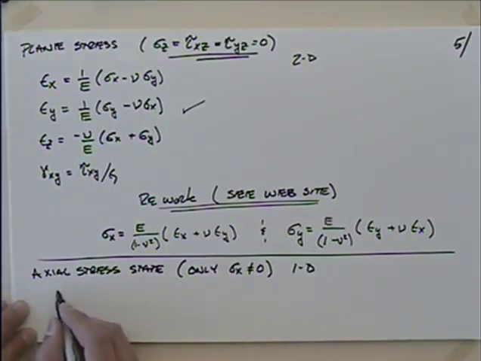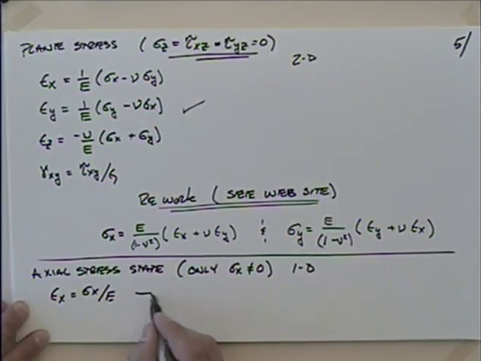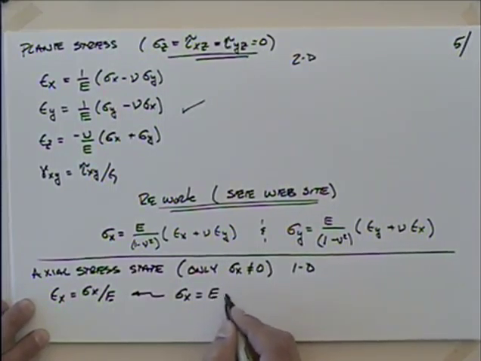So we could say then that epsilon x is equal to sigma x over E. I mean, rearranging that, we have what? Sigma x is equal to Young's modulus times epsilon x. That's what started the whole thing for us.